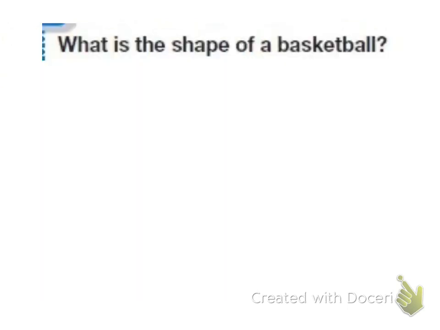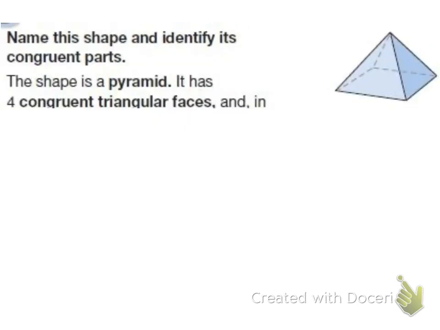Okay. All right, this next one says, what is the shape of a basketball? Well, a basketball is not a circle, because a circle is flat. So a basketball is what we call a sphere, because it's 3-dimensional. Okay. Right. It says, name this shape and identify its congruent parts.